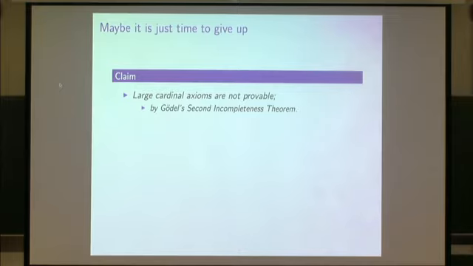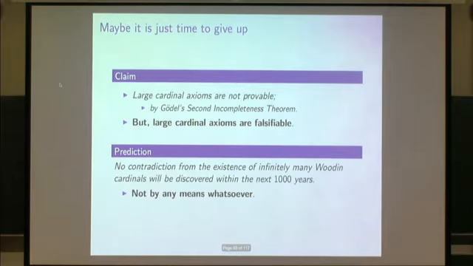Well, large cardinal axioms are not provable by Gödel's second incompleteness theorem. But they are falsifiable. So here's my prediction I've made before. No contradiction in the existence of infinitely many Woodin cardinals will be discovered within the next 1,000 years, not by any means whatsoever. Now, you can be a finitist and reject infinite sets. But how do you explain such a prediction if it's correct?